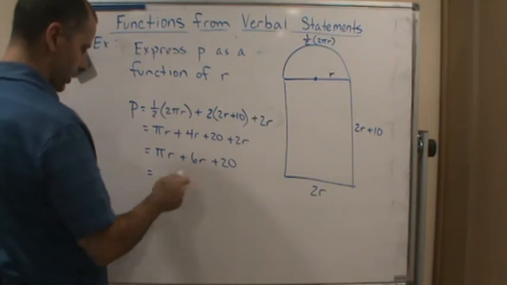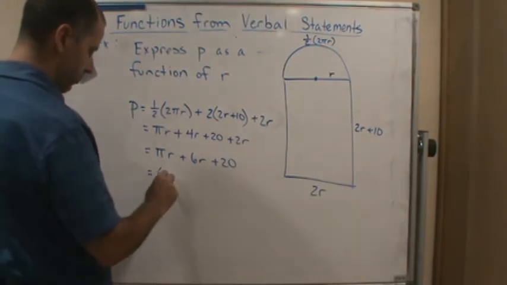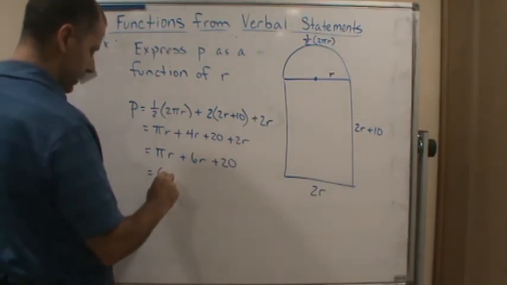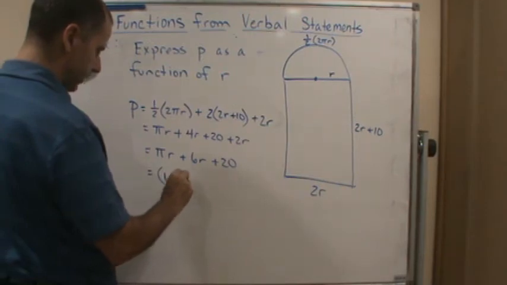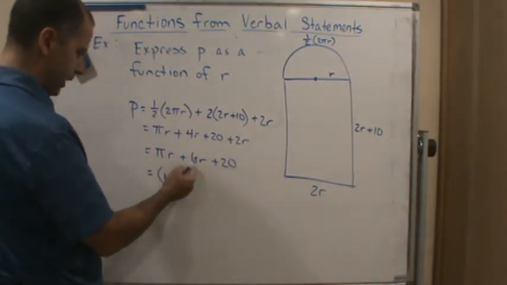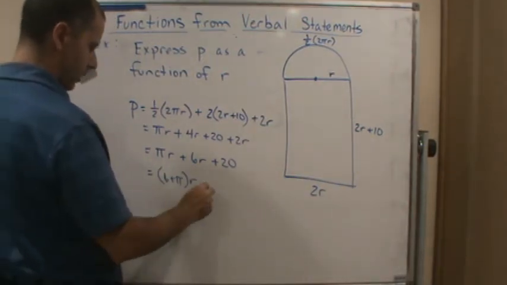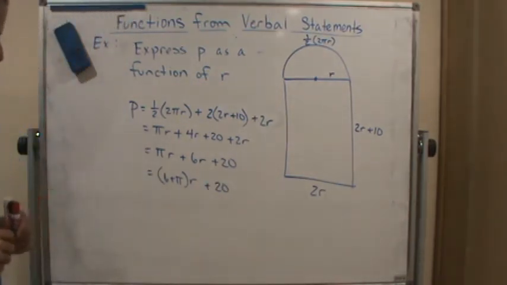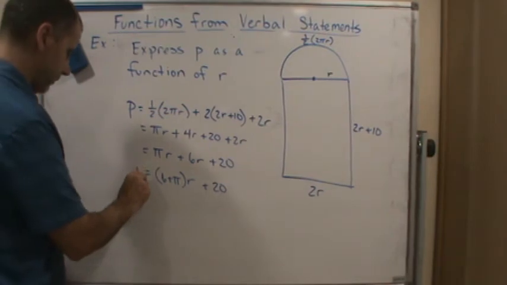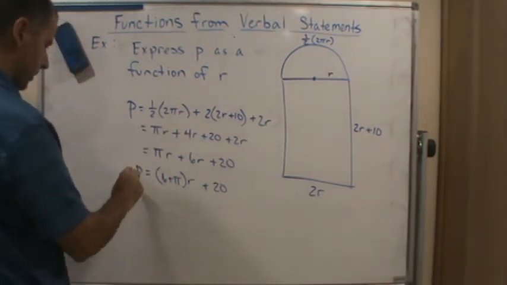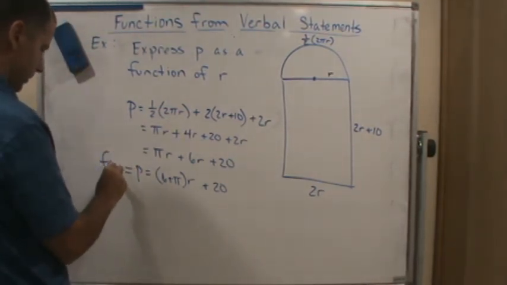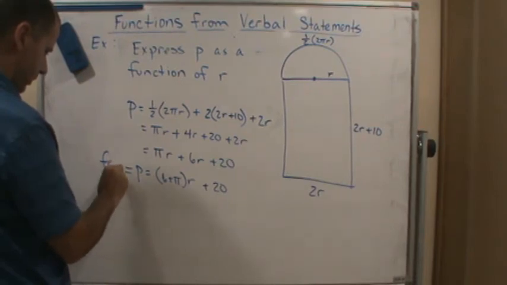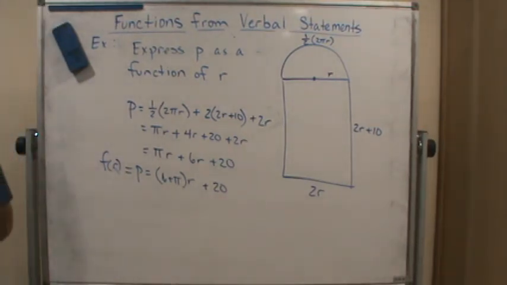I'm going to factor out the r. So I'm going to write this as 6 plus pi, times r. I just factored out the r, plus 20. And I'm done. So this is P. Or in other words, I can write it as f of r.